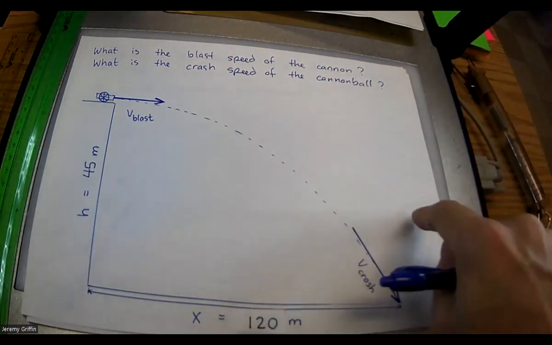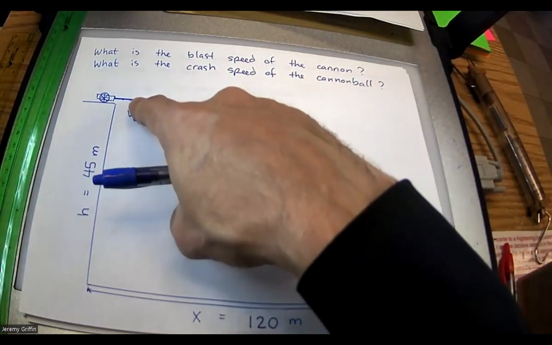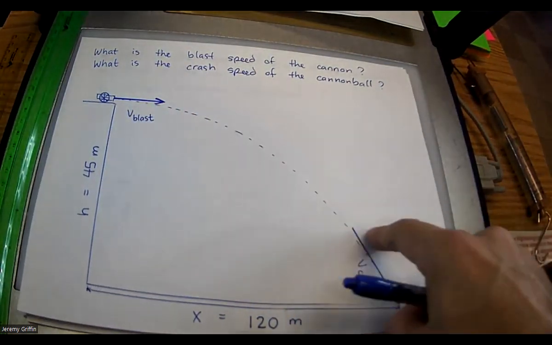How fast across? 40 meters per second, because that never changed. It was blasted at 40 meters per second. That stays the same. It's 40 meters per second.